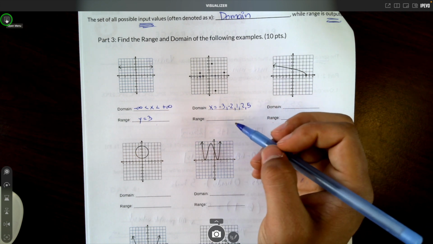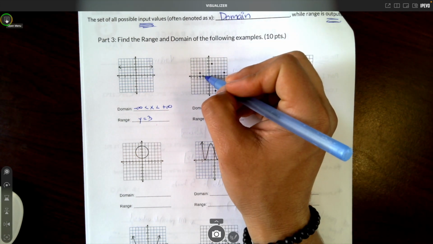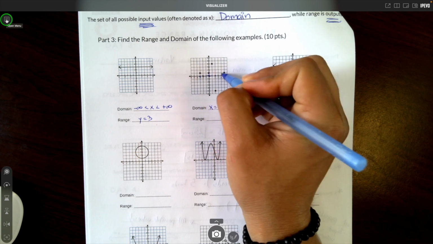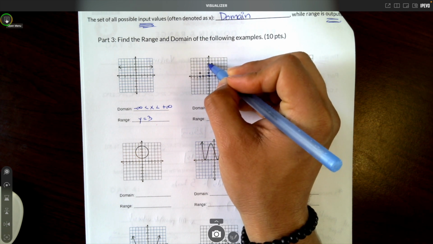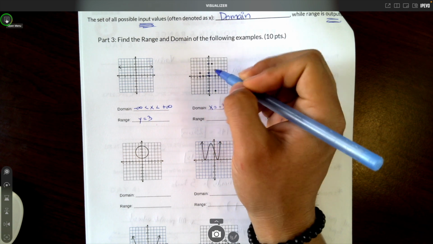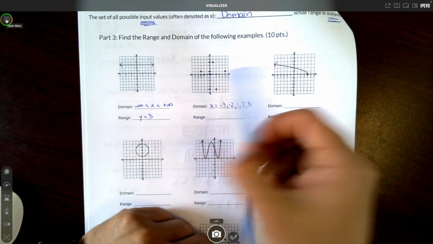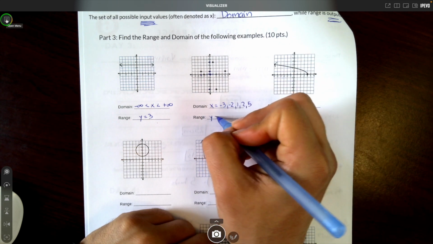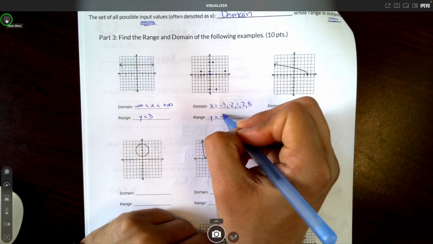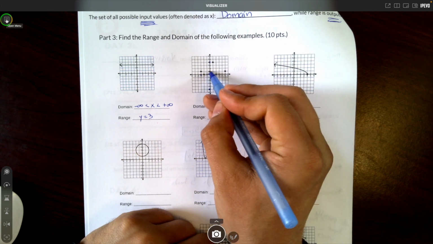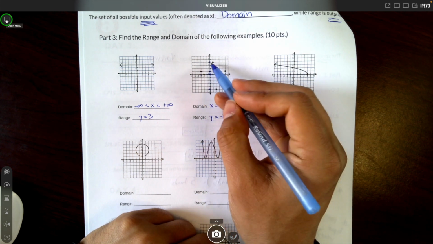Range, we got to flatten it out this way. So there's a dot here, this one goes here, this one also goes to the same spot, and then this one goes over there, and then this one goes over here. So remember, one of them we're squeezing down and another one we're squeezing this way. So y equals negative 5, 0, 1, and 4.